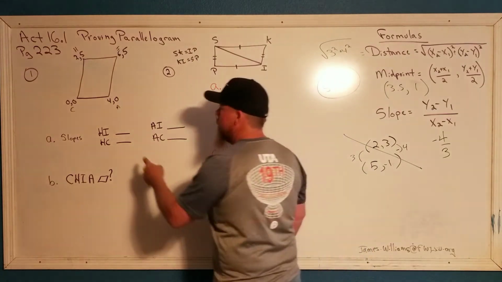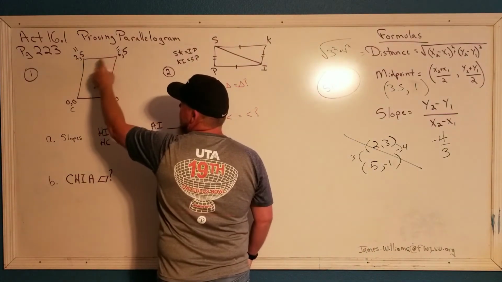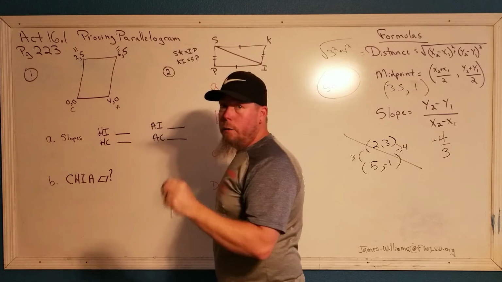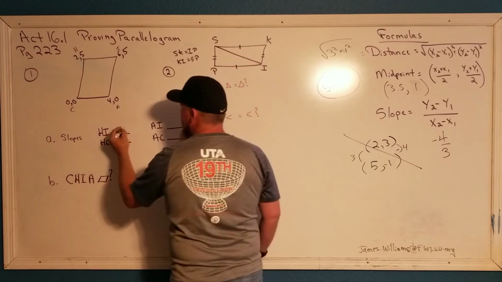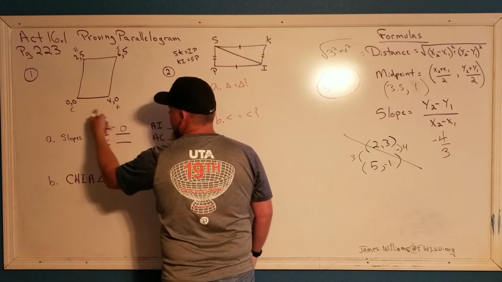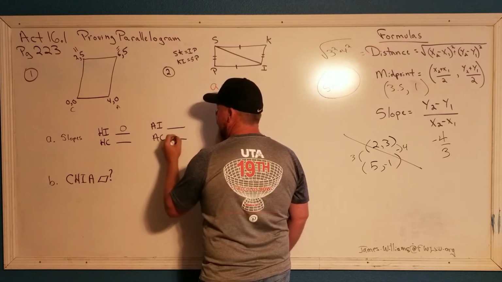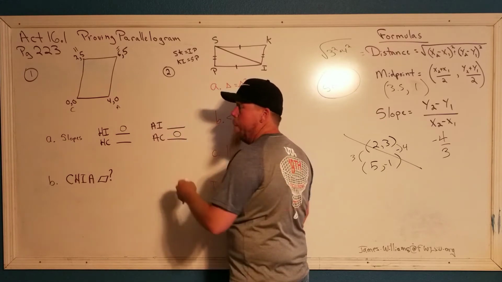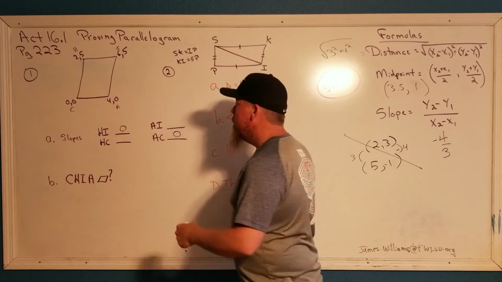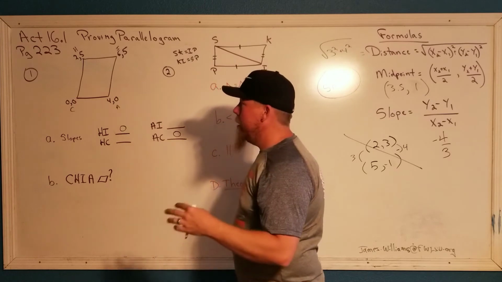So if I wanted to know the slope of HI, here's H, here's I. Notice it's a flat line. It is a horizontal line. I know my slope is going to be 0. So I'm going to go ahead and just write 0. In fact, I notice CA or AC is a horizontal line as well, so my slope there is going to be 0, letting me know, hey, these two are going to be parallel to each other. Awesome.